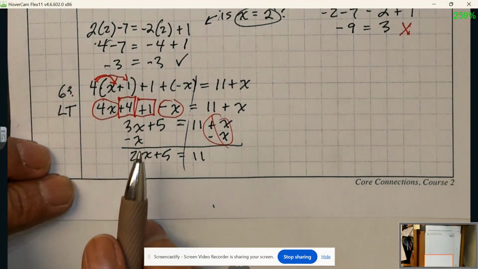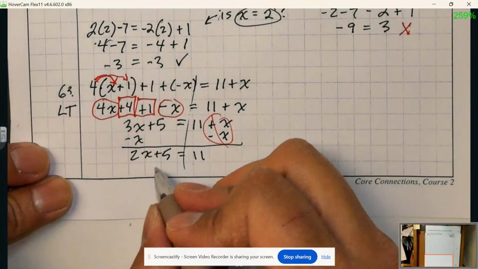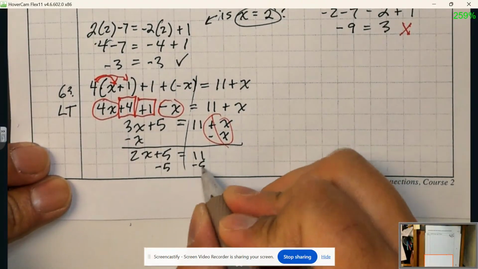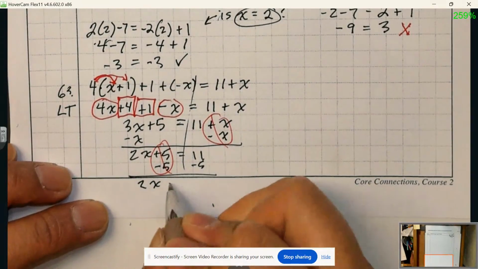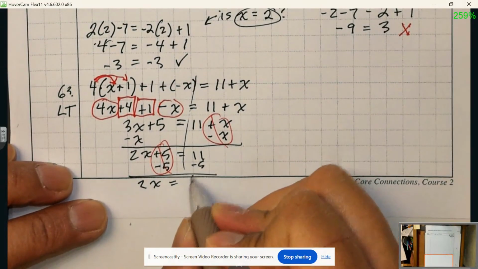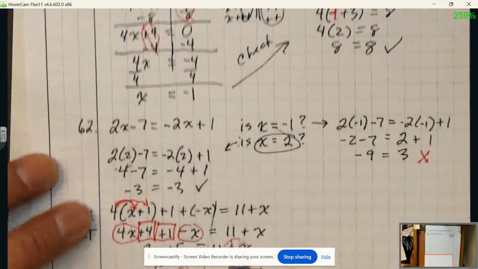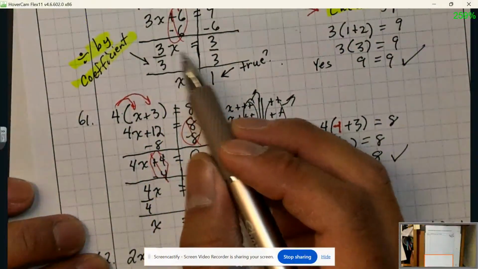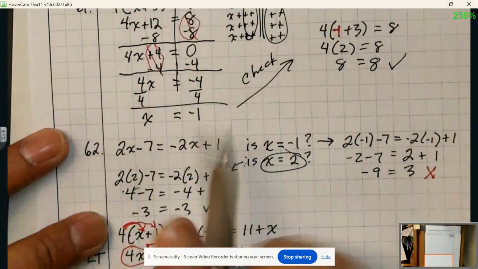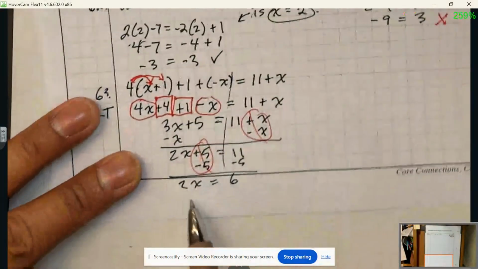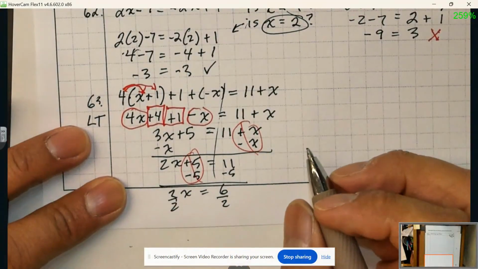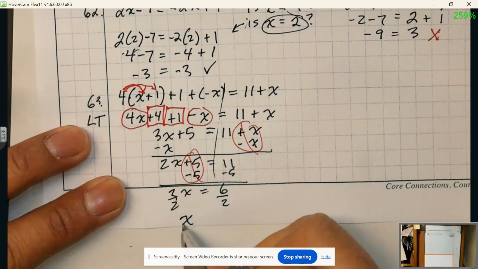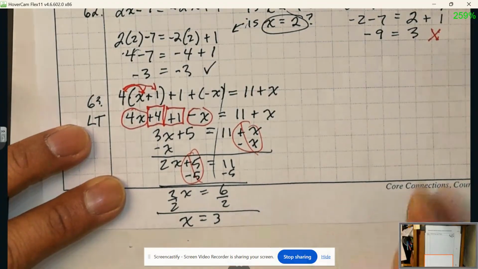Our x is still not isolated, so we need to zero out the negative 5, or the positive 5. Now that's a zero pair. And this gives us 2x is equal to 6. And then here's that situation again where we don't have one x, we have 3 x's, or we have 4 x's, but in this case we have 2 x's. So what are we going to do? We're going to divide by that coefficient. And that gives us our solution, which is x equals 3.